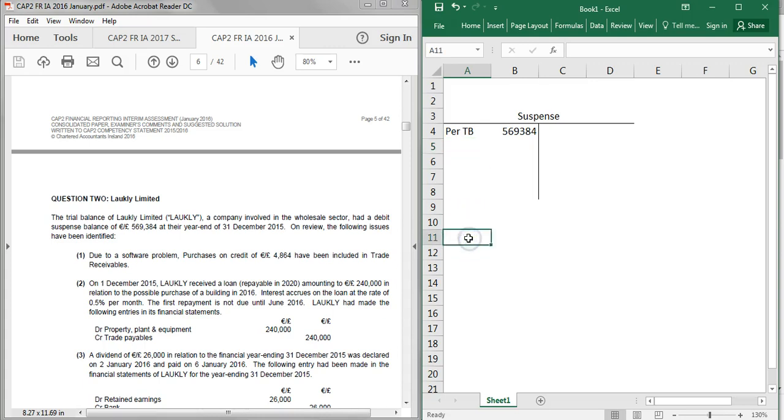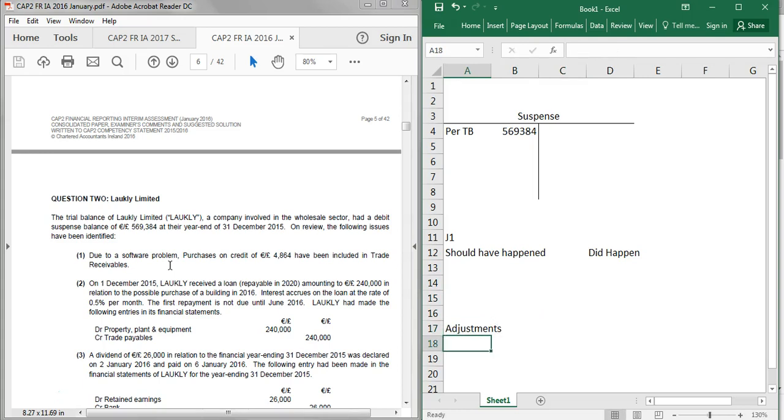So we'll just go here to journal 1, and we're going to deal with the software problem. So what happened here was the software problem purchase on credit of 4864 had been included in trade receivables. So again, if in doubt, always do a 3-step approach. What should have happened compared to what did happen, and then what that will result in is your adjustments.